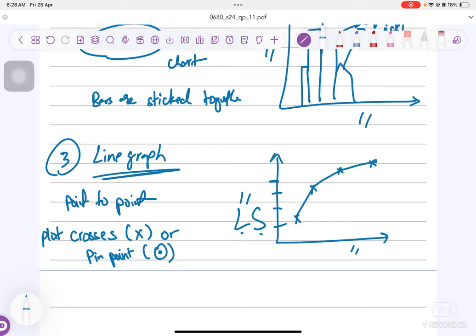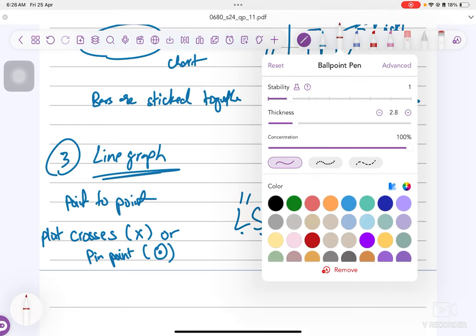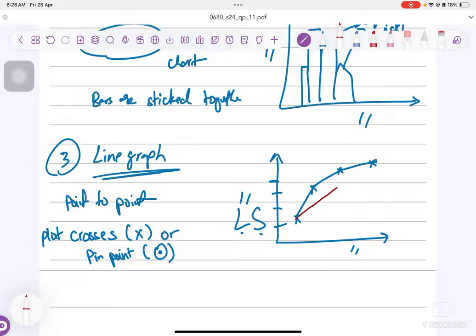If they ask you for best fit, it's gonna be something like this. Okay, where you connect it as best as you can. This is your best fit. Okay.